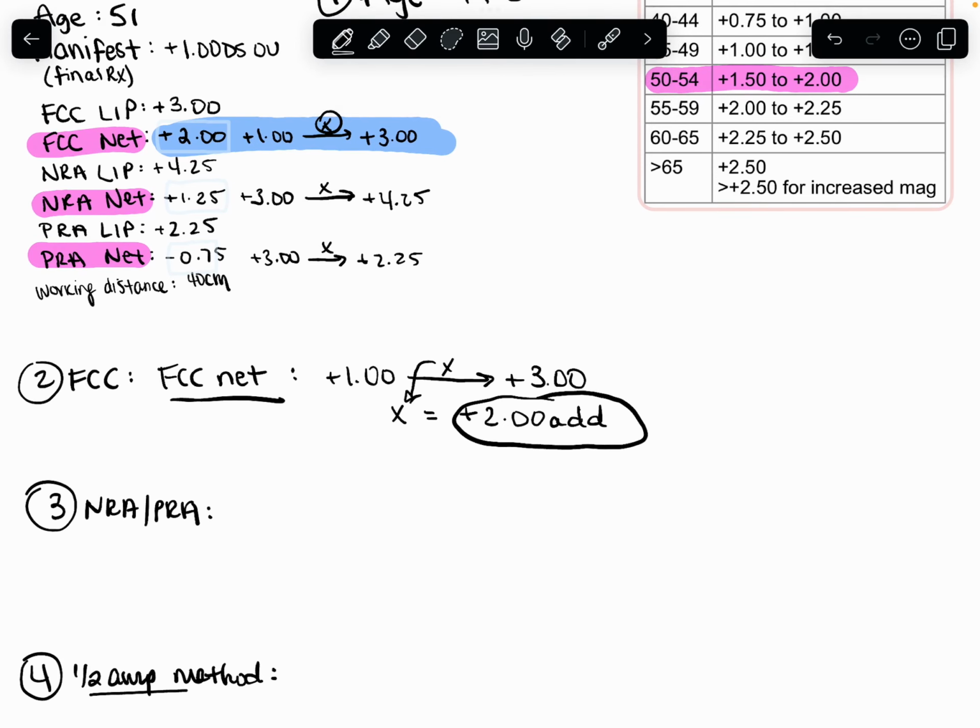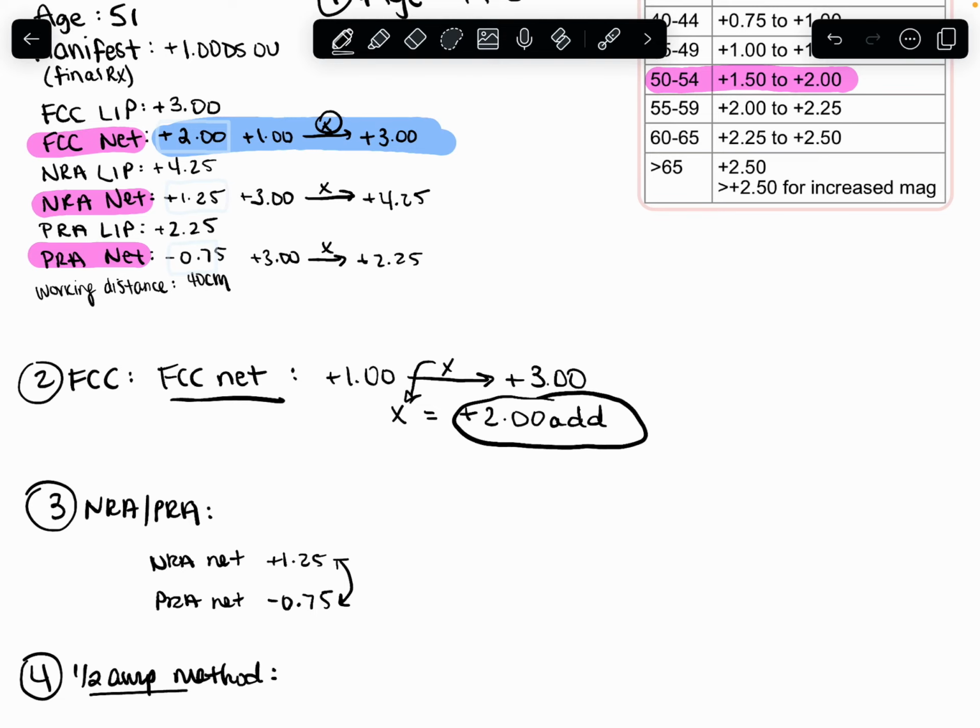And then the next method is going to be NRA PRA. So we also need the nets for that, and we did calculate them up here already. So we have NRA net and the PRA net. So we can see that they are unbalanced. We have +1.25 and -0.75. So I'm just going to rewrite those down here. So NRA net +1.25, PRA net -0.75. So we want these to be the same number, no matter the sign.